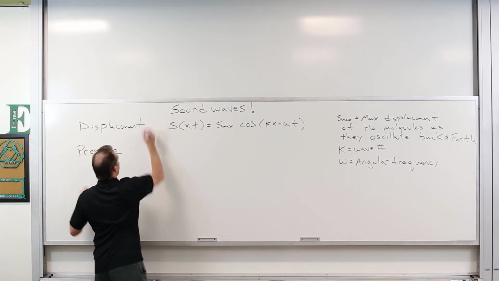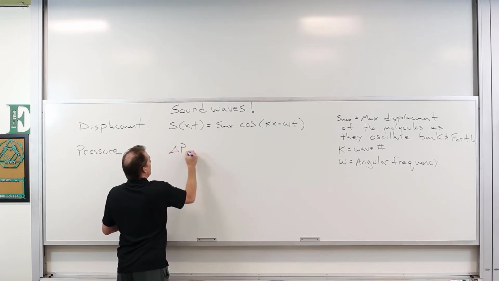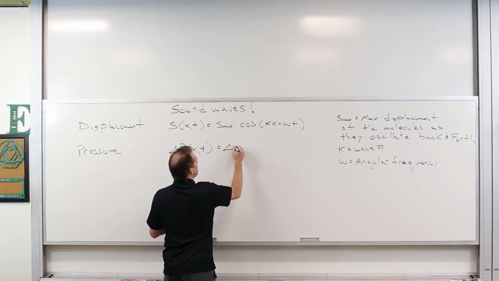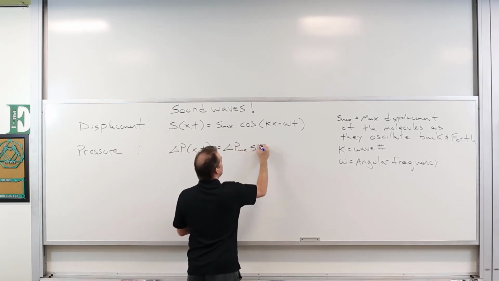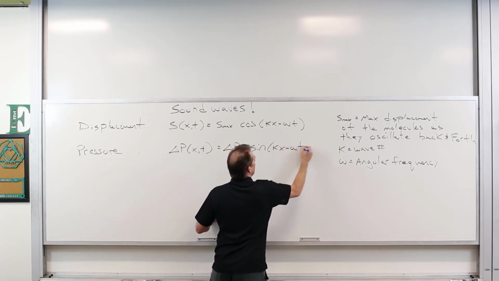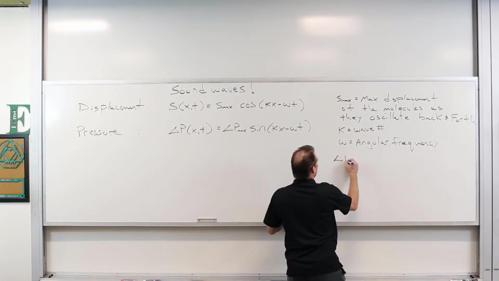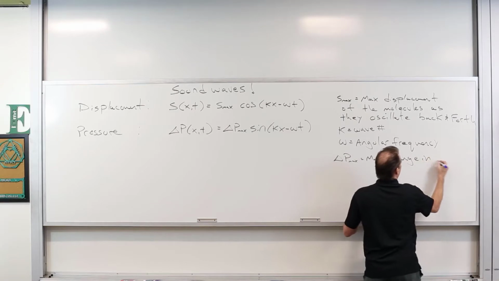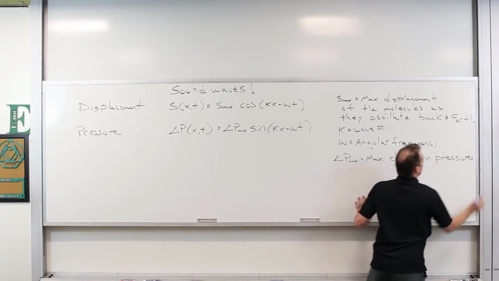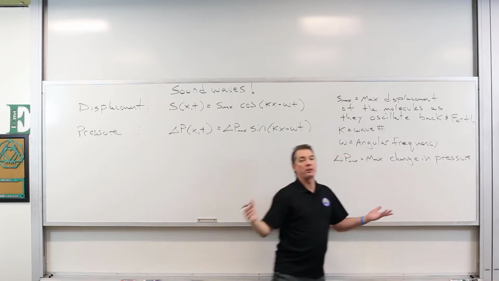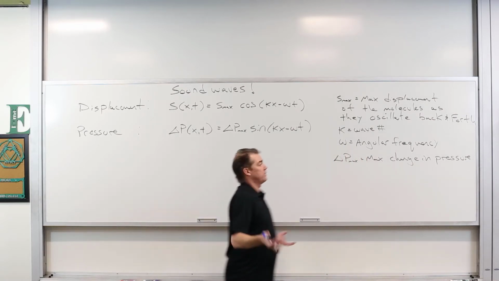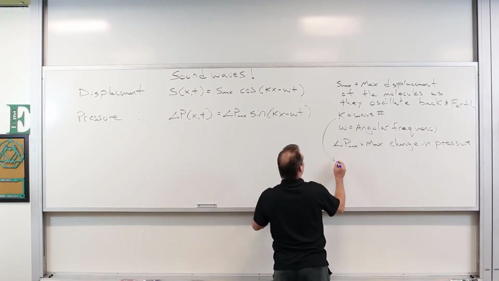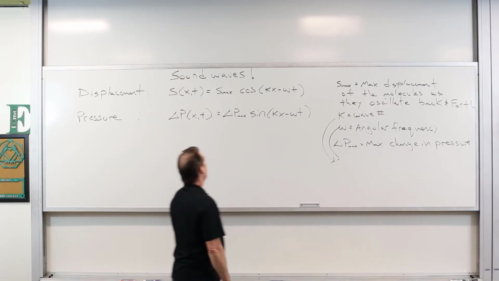We have some change in pressure, delta P of x and t, is equal to some delta P max times the sine of kx minus omega t. Delta P max is the max change in pressure, and that is relative to ambient normal pressure when the sound isn't there. If you want atmospheric pressure, if you're at 1 atmosphere, we got that. And then k and omega, same sort of correlations with that.